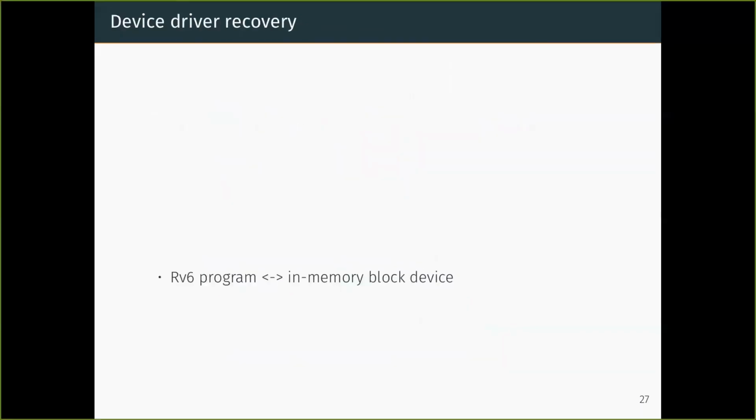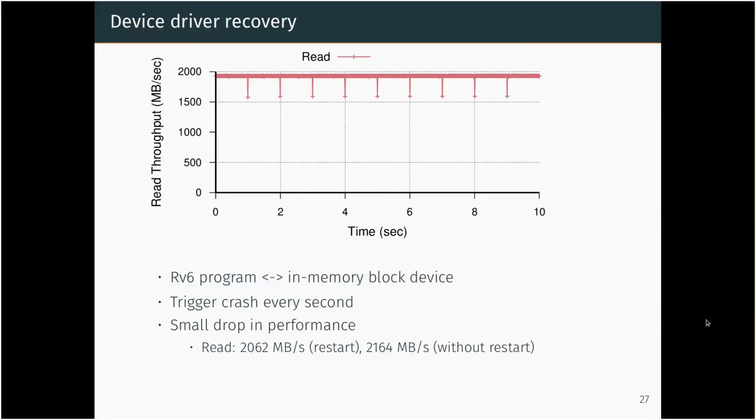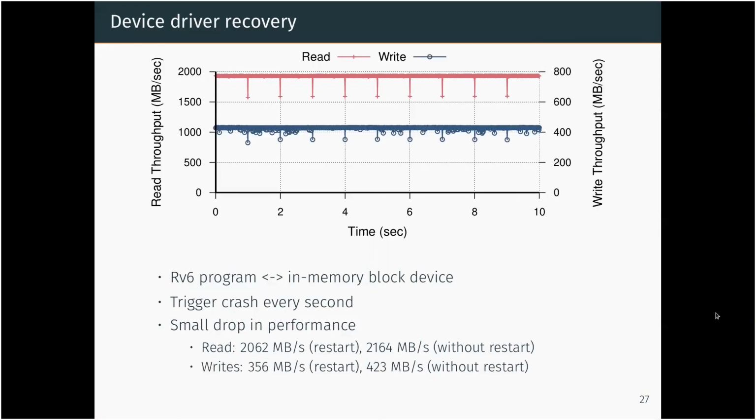To evaluate the overheads introduced by transparent driver recovery, we develop a test in which an RV6 program accesses the RV6 file system backed by an in-memory block device. The benchmark application continuously reads and writes files in the file system using 4K blocks. The file system accesses the block device via a shadow driver that can perform recovery of the block device in case of a crash. During the test, we trigger a crash of the block device driver every second. Automatic device driver recovery incurs a small drop in performance, 5% for reads and 16% for writes.